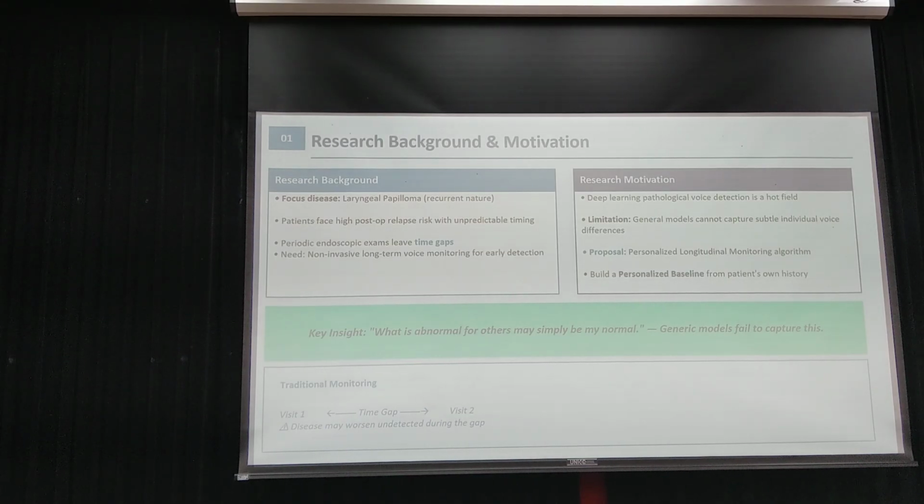signs. On the technology side, deep learning-based pathological voice detection has become a hot research area. However, existing literature mostly focuses on improving the accuracy of general models. The key limitation is that these models overlook inter-individual voice variability. What is abnormal for one person may simply be that person's normal. Therefore, this study proposed a personalized longitudinal monitoring algorithm that established a patient-specific voice health baseline using their own historical data.